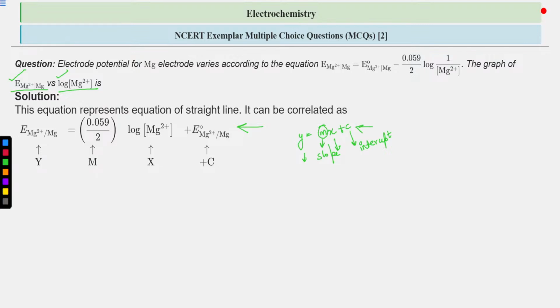Whatever is left, other than the y value, x value and the slope, that is intercept. So this is the equation y equals mx plus c, right? So m is this quantity 0.059 by 2.